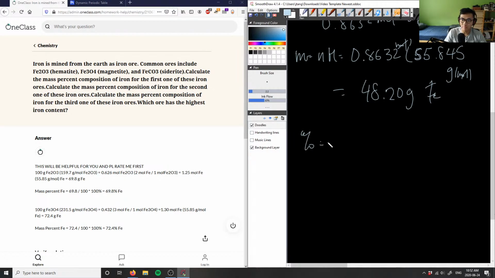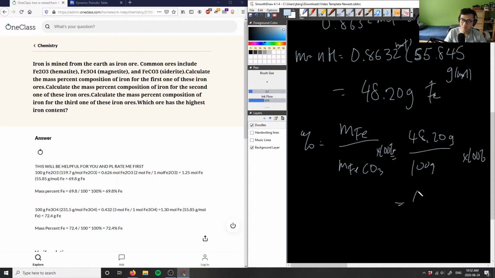And then we get to figure our mass percent is equal to our mass of Fe divided by the mass of our FeCO3, which is 48.20 grams divided by 100 grams times 100%. And this is going to equal 48.20%.